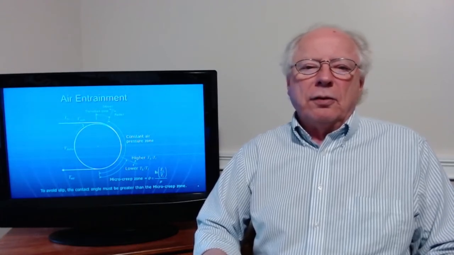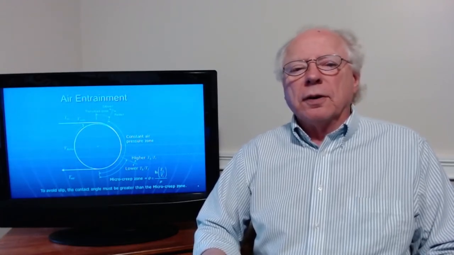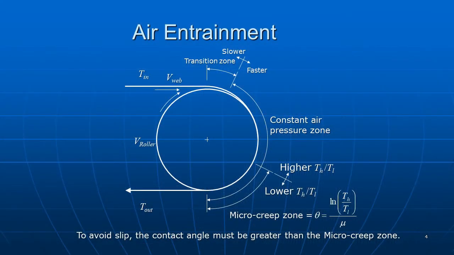This picture shows roughly how a web traverses a roller. As it approaches the roller, both the web and the roller surface are bringing air into the interface. There's an initial transition zone where the web is not yet contacting the surface of the roller and has no traction. The faster you go, the farther this transition zone reaches into the roller. The slower you go, the shorter it is.